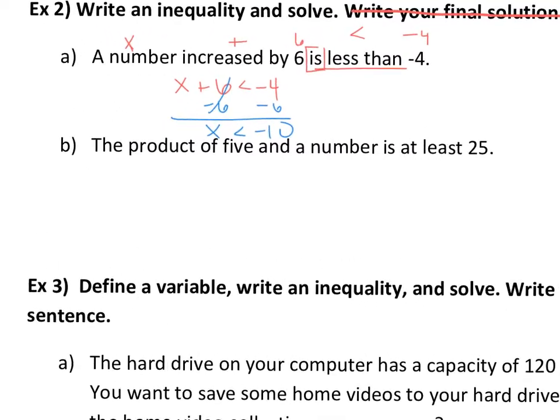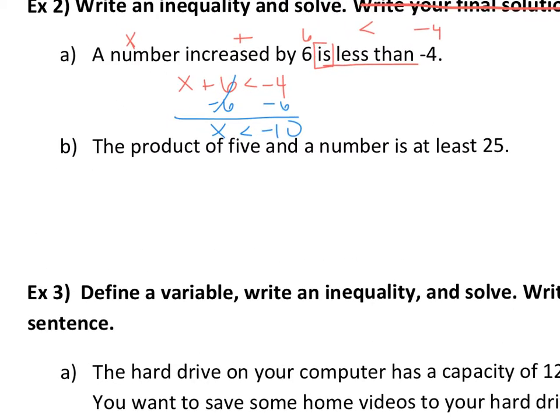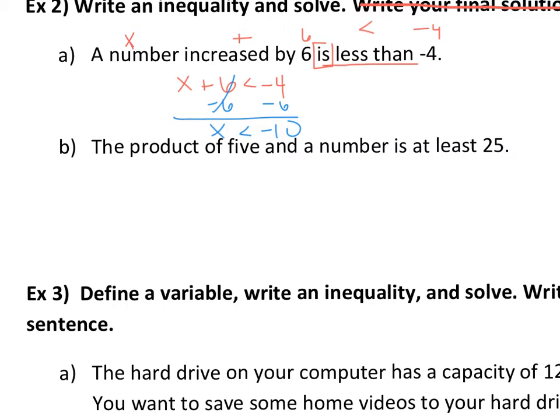All right, trying the next one here. The product of 5 and a number is at least 25. So again, product means to multiply. A number, just stick any letter you want there. So I have like 5x is at least, again, you see that is popping up again, so that's telling you it's an inequality symbol, and we have 25 on the other side. If you don't know what at least means, you have to think about it logically. Yes, you can go back and look at the table if you need to.